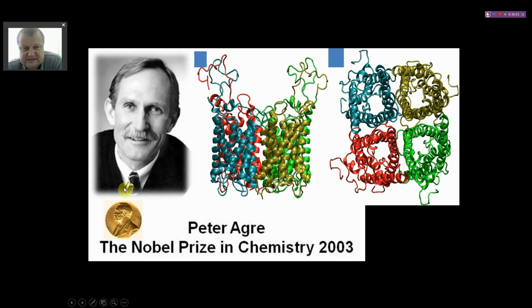And this is the photo of Peter Agre, who discovered these proteins, aquaporins, and received the Nobel Prize in Chemistry some years ago.